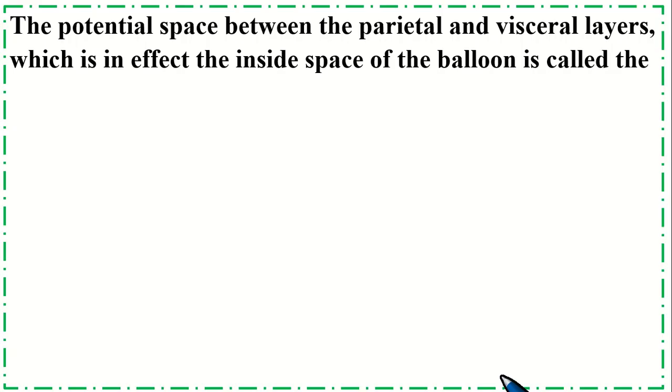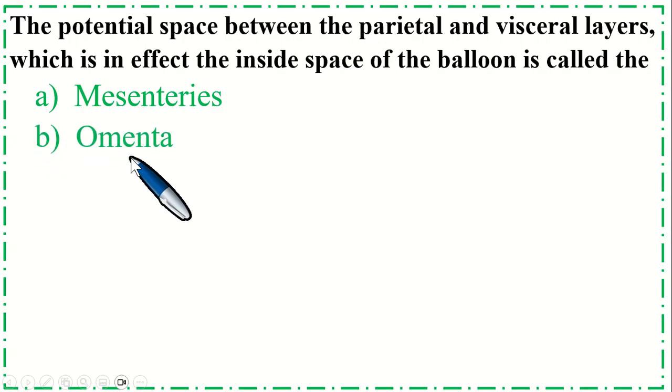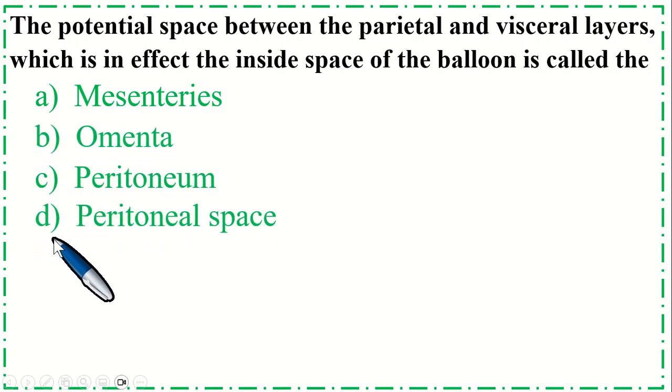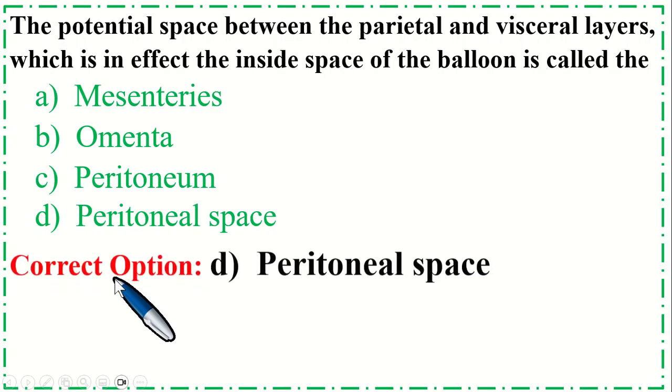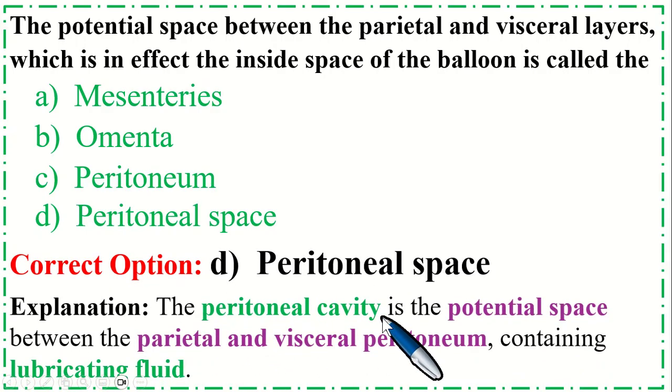So dear students, this is very important MCQs. The potential space between the parietal and visceral layers, which is in effect the inside space of the balloon, is called as option A mesenteries, option B omenta, C peritoneum, and option D peritoneal space. So the correct option is D peritoneal space. The peritoneal cavity is the peritoneal space between the parietal and visceral peritoneum containing lubricating fluid.